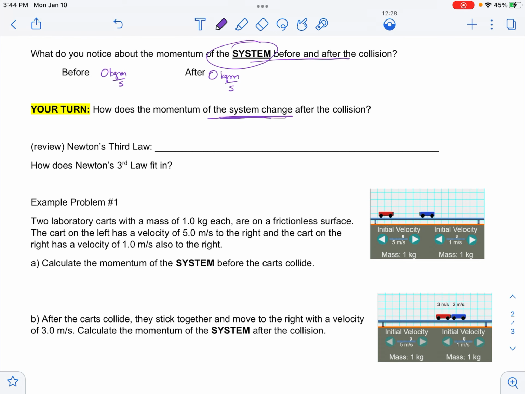All right, last time, turn it off. How does the momentum of the system change? Turn it back on when you're done.